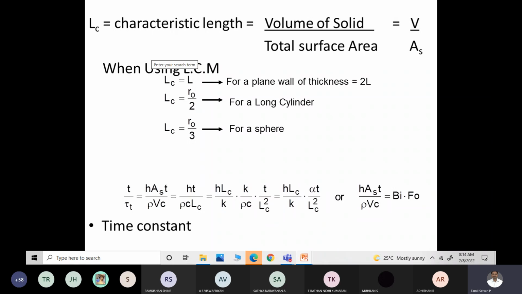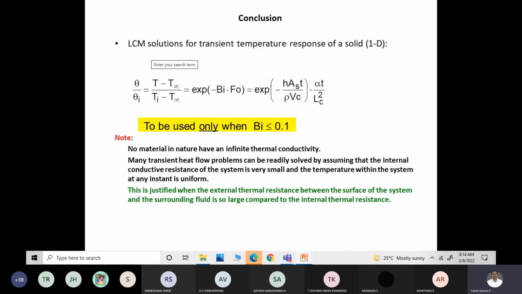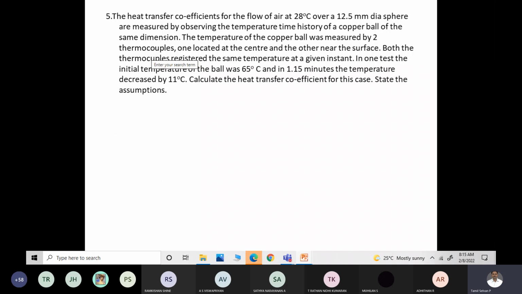Yesterday I told you about the sensitivity of the measuring instrument, and similarly we discussed the response time of the measuring instrument. There are two numbers, the Biot number and the Fourier number. The product of the Biot number and Fourier number is very important. The Fourier number is given by alpha t divided by Lc squared, and we did some problems on this.